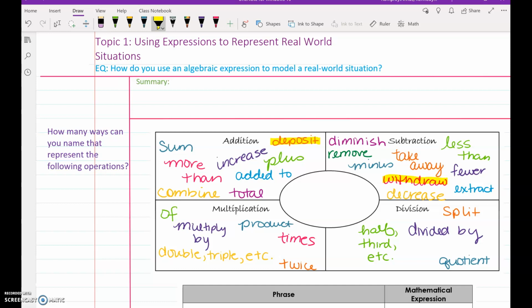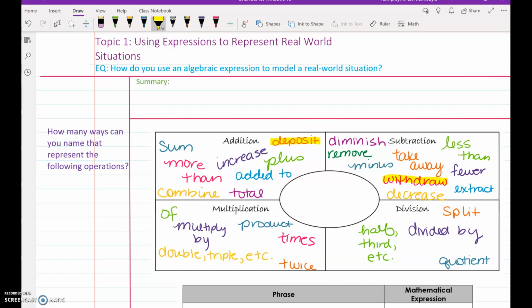Decrease and extract. I think I might have already said that. I don't know. But extract is to take out something. So that's a lot of words, a lot of terms just to represent addition and subtraction. Multiplication and division I had a harder time with, so if you come up with any different ones, let me know.